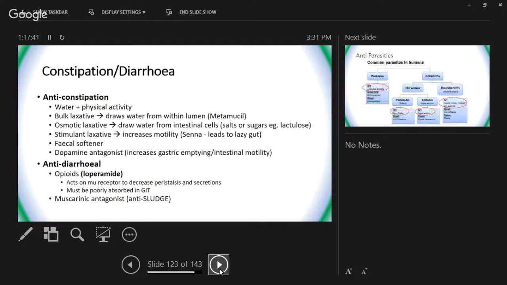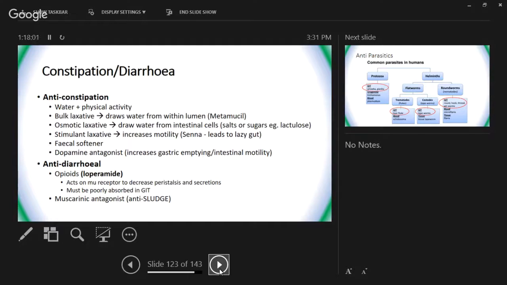Cool. Summary of constipation and diarrhea drugs. I think the main thing is just understanding the difference between laxative types: osmotic, stimulant, fecal softener. I'm not going to read it out, just have a look at that later.